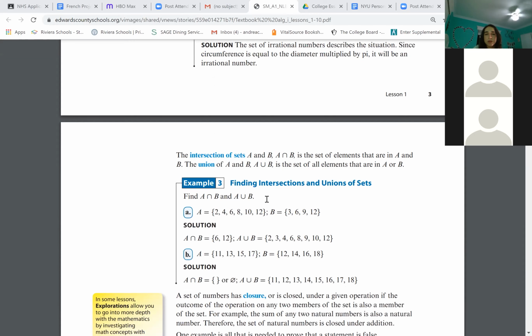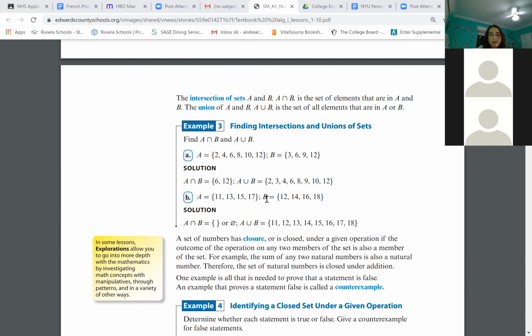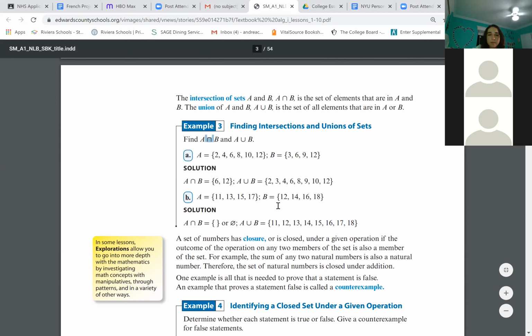Finding intersections and unions of sets. This is A intersection with B and A union with B. So here you're finding the intersection. The intersection is basically which numbers both of these sets have. In A, you have a 6, and in B, you have a 6, and in A, you have a 12, and in B, you have a 12. So that would be the intersection, 6 and 12, because they both have it.